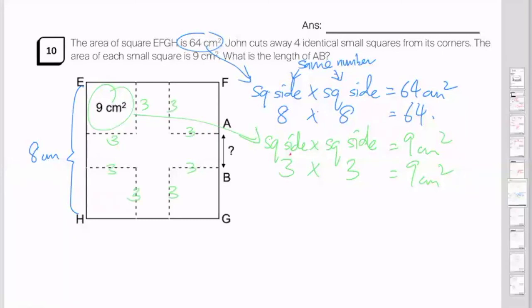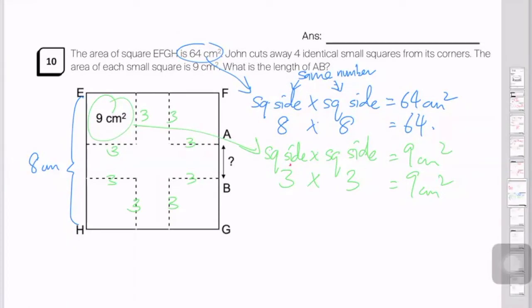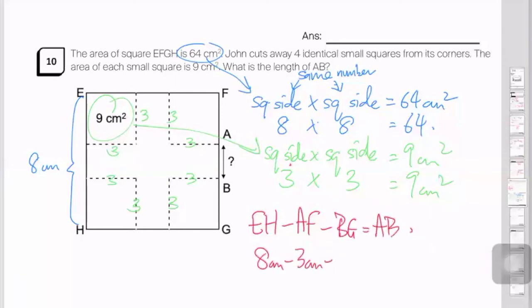So once you do that, you can find AB already. If you look at this, if you want to find AB, so it's EF, sorry, so it's just EH minus AF minus BG. That gives you AB. So it's just 8 cm minus 3 cm minus 3 cm, which gives you 2 cm.